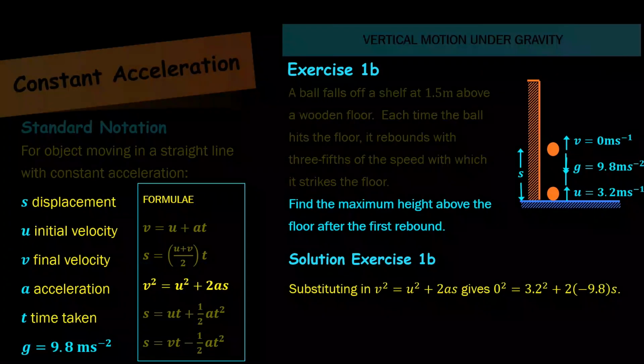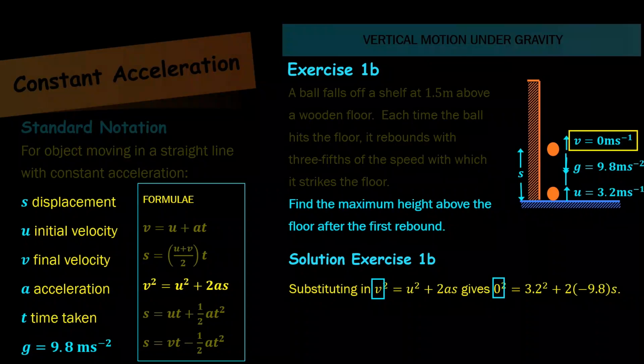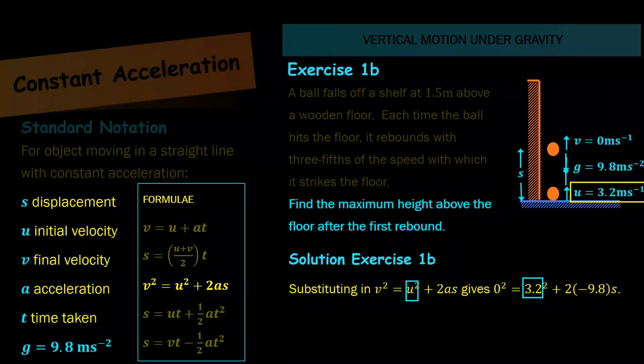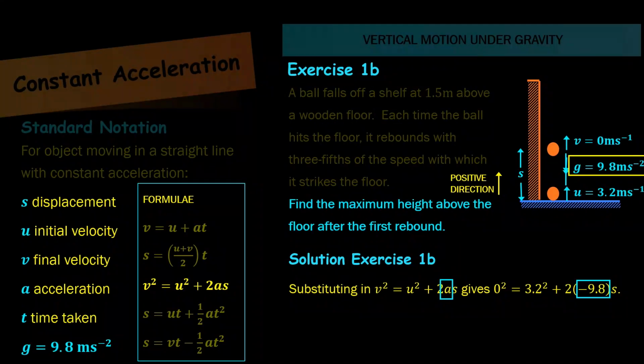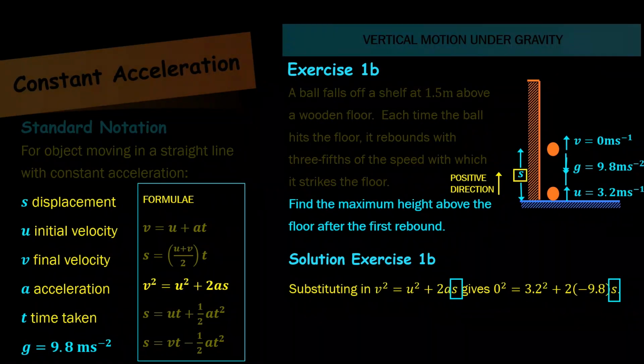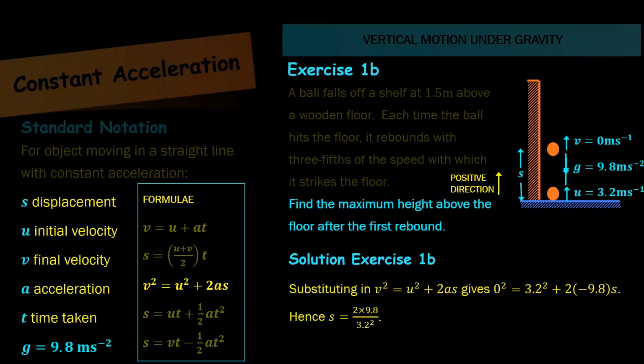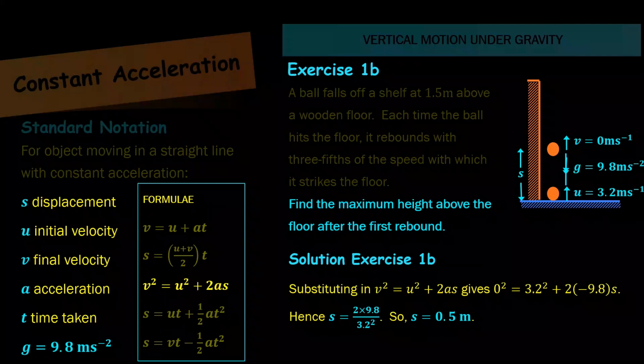So let's plug in the values. Here we have v equals 0. Here we have u equals 3.2. Acceleration, or g, equals minus 9.8 because now we're treating the upwards direction as the positive direction. And finally s, the distance, which we are trying to find. Therefore, rearranging this, gives us that s is equal to 0.5 meters.